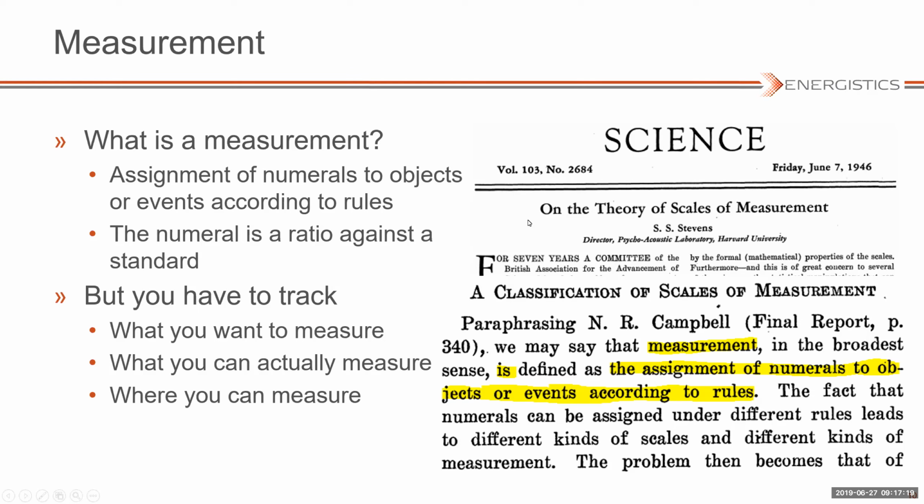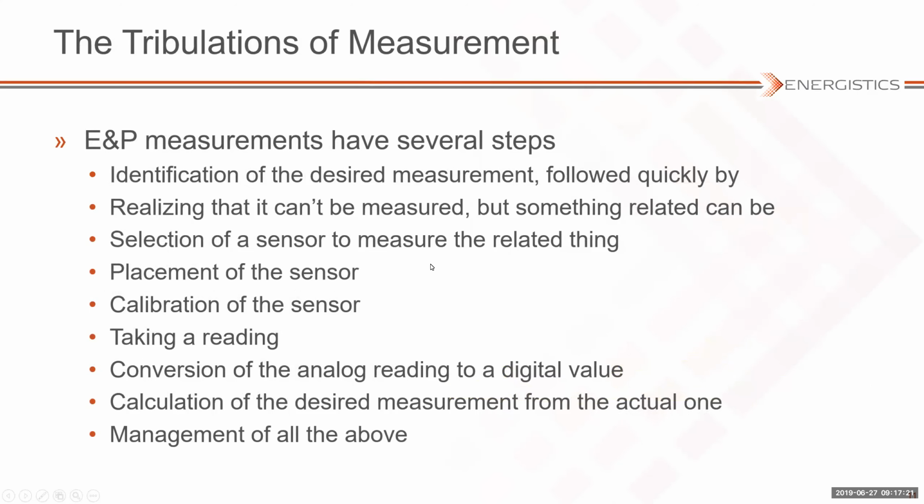So in the world of measurement, there's a series of steps that we always go through. The first thing is to know what it is that you want to measure, and that's fine. In data management, we normally store the desired measurement as the thing that's in a database. But truthfully, most of the things we want to measure can't be measured. But something close to it or something related to it can be measured, like the temperature of the sun.